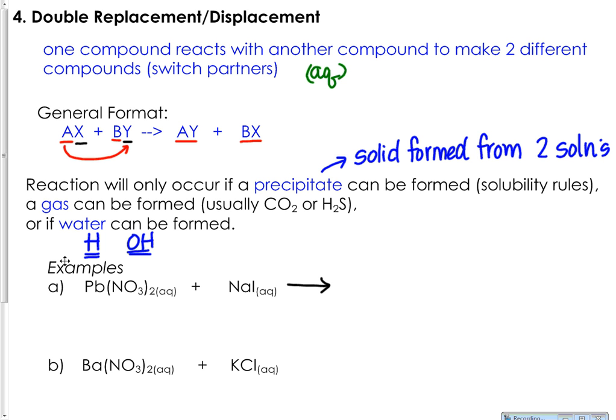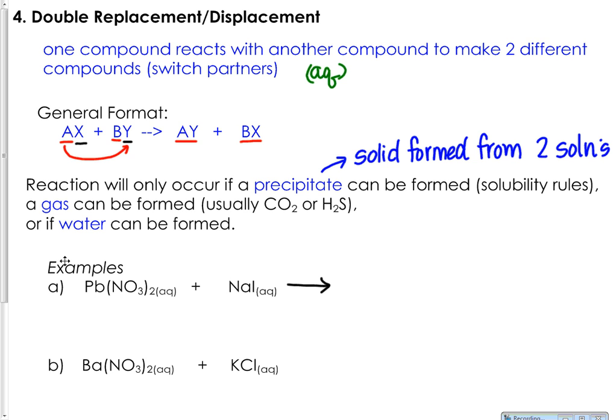Now, usually what we're going to be looking for is a precipitate to be formed. You can probably tell just by looking at it, I'm not going to be able to get carbon dioxide or hydrogen sulfide out of any of these things because there's no hydrogen, carbon, oxygen, or sulfur. And water isn't going to be able to be formed because there's no H or OH. So I must be looking for a precipitate. So I'm going to use my solubility charts. Now, for most of you, that is on the blue sheet.